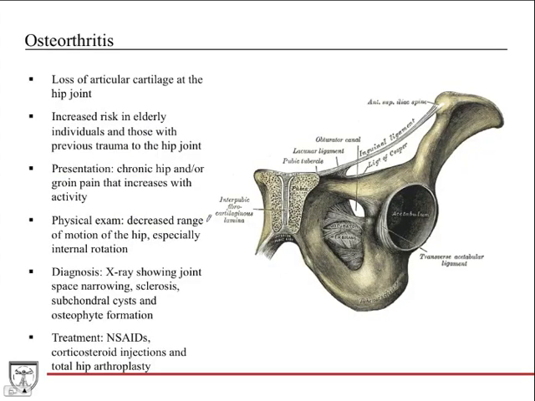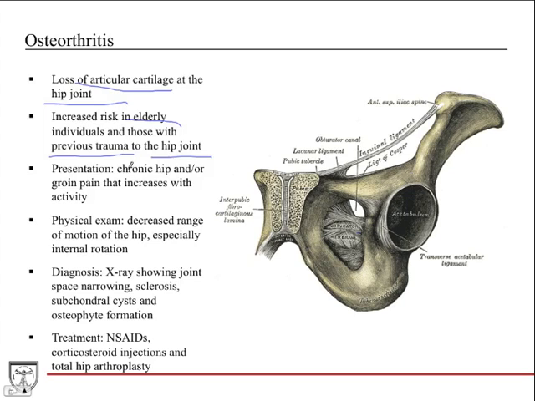Osteoarthritis, a very, very common problem. This is arthritis that occurs with age, your usual wear and tear on the joints. What happens is you have loss of articular cartilage at the hip joint. It's an increased risk in the elderly. Like I said, it's a thing of aging, and those with previous trauma to the hip joint. So if you have a fracture in the acetabulum, or a fracture of the head of the femur, or some kind of injury to either of those structures, that can predispose you to earlier onset arthritis.